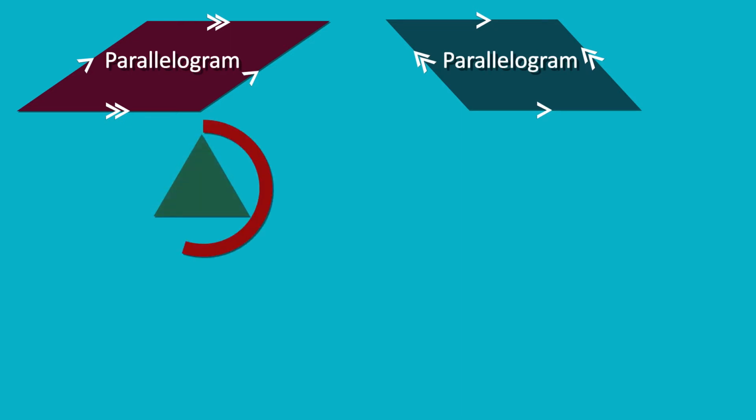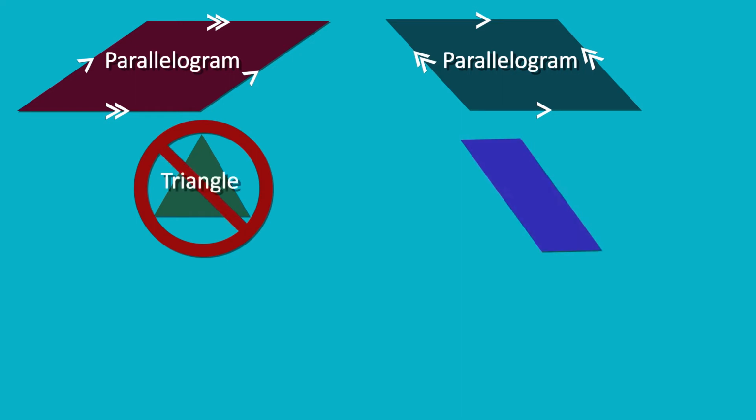This shape also has four sides and two sets of parallel lines. It is also a parallelogram. This shape has only three sides, therefore it cannot be a parallelogram. Instead, it's a triangle. This shape has four sides and two sets of parallel lines. Therefore, it is also a parallelogram.